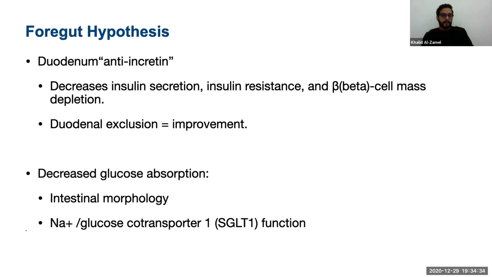Another explanation for glycemic control after duodenal exclusion is that this will lead to a decrease in glucose absorption by two mechanisms. First, intestinal morphology will change, having taller villi and deeper crypts, but at the same time less absorption, probably due to sodium glucose co-transporter function.